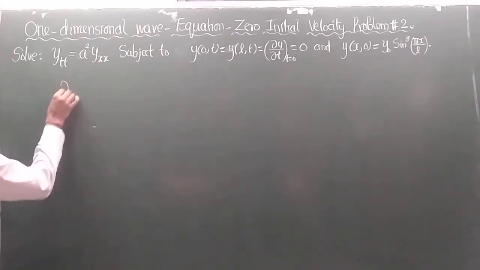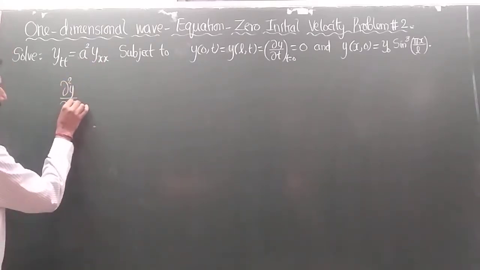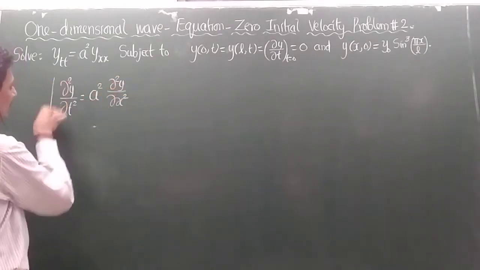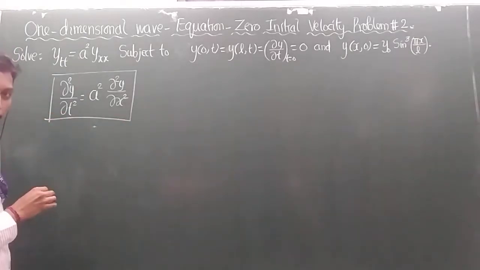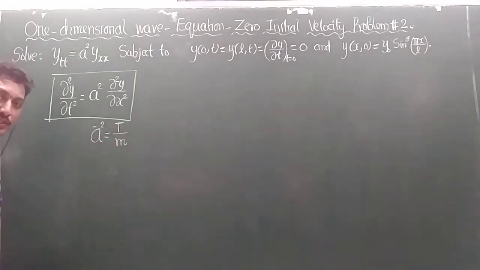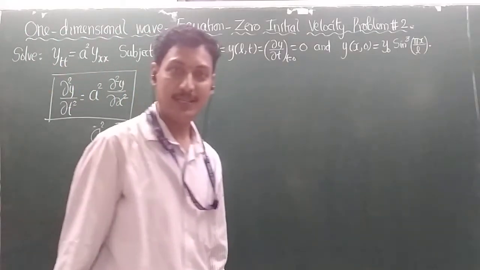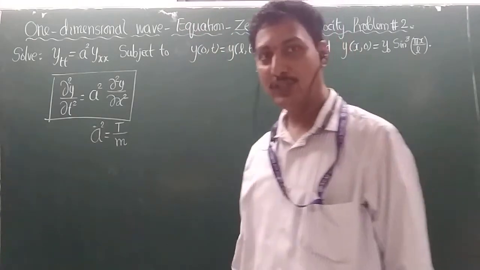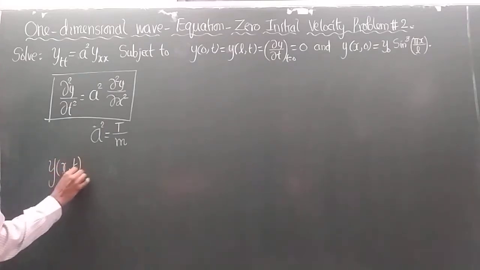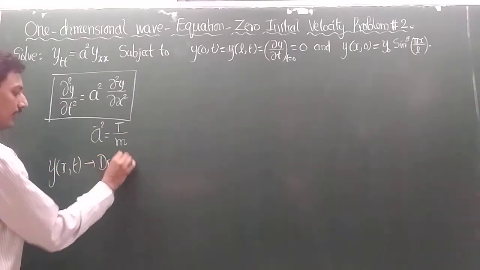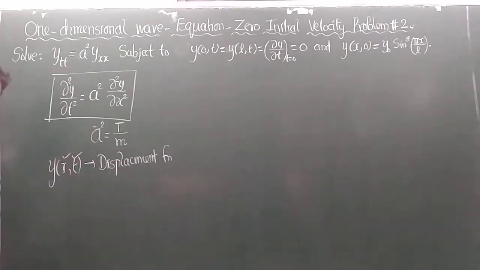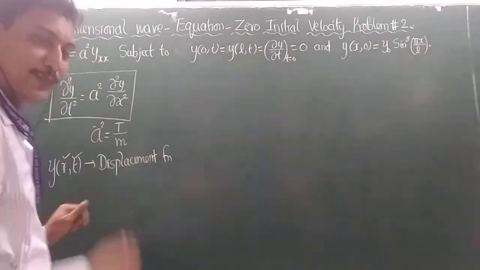So what does that mean? It's nothing but ∂²y/∂t² is equal to a squared into ∂²y/∂x². What is this? This is the one-dimensional wave equation. What is a squared? A squared represents the tension of the string divided by the mass of the string per unit length, isn't it? If you solve this one-dimensional wave equation, we get the required displacement function, which is a function of x comma t. That's right. Now coming back to the question.